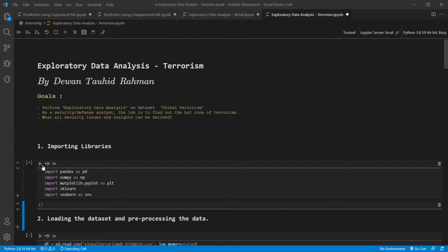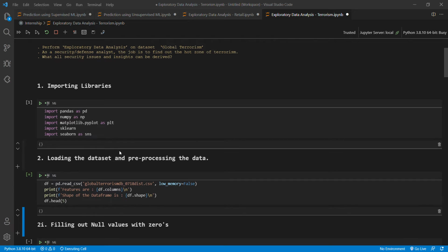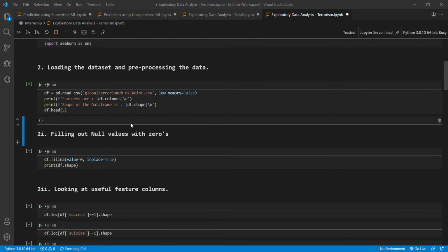As a defense security analyst, the job was to find out the hot zone of terrorism and what security issues and insights can be derived from this dataset. So, as usual, I have imported all the necessary libraries and loaded the dataset. We can wait for the dataset to finish, and there are a number of features in this dataset.